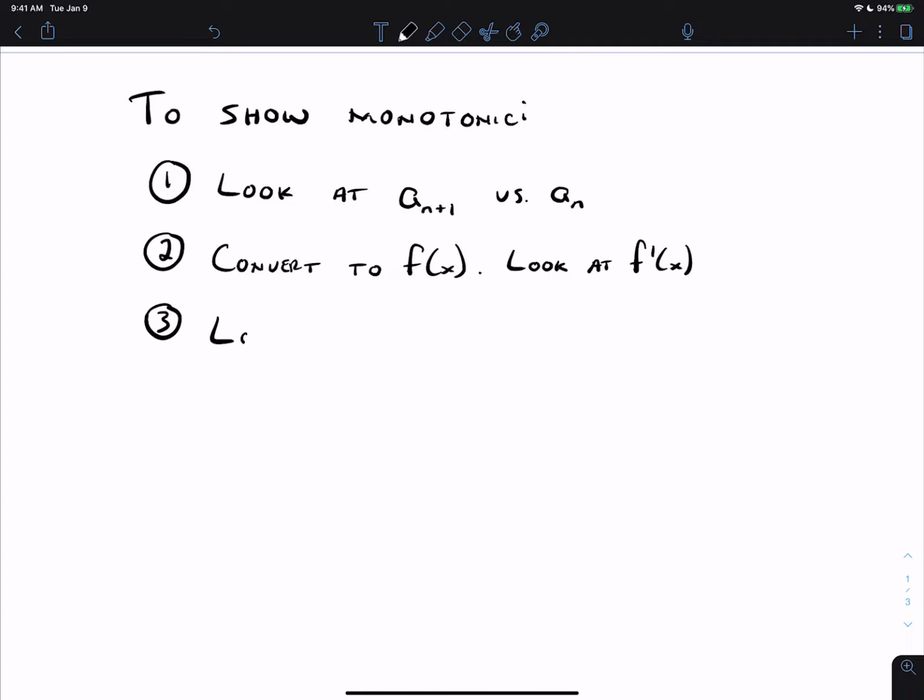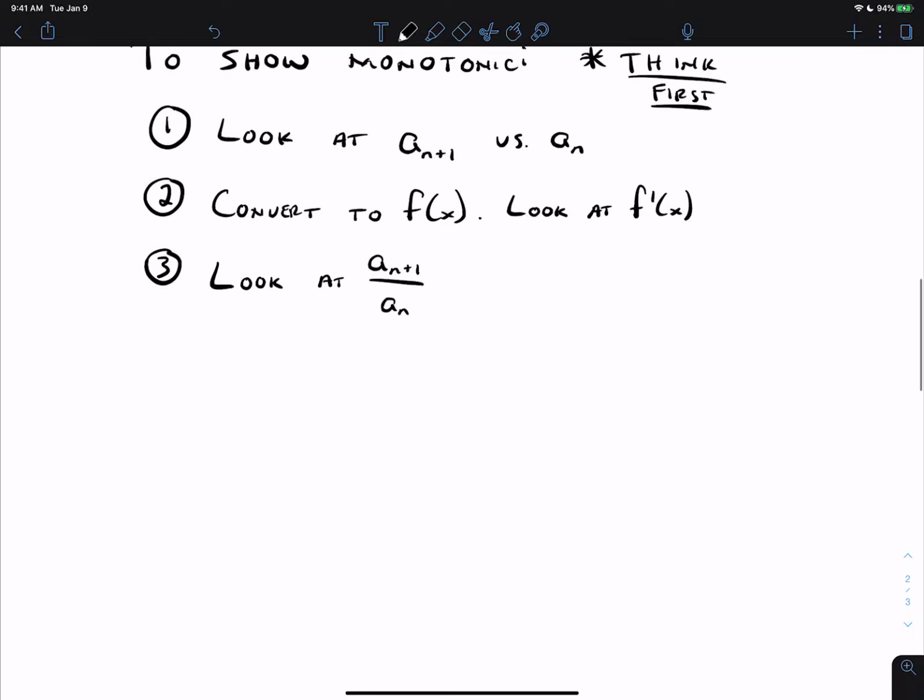And then the third option is to look at the ratio a_(n+1) divided by a_n. If we can prove whether that's larger or smaller than 1, and we know all the signs are the same, then that can indicate whether a sequence is increasing or decreasing. Before doing any of these things, we should think first. If you have a sequence that is alternating positive, negative forever, there's no way that's monotonic, because clearly it's bouncing up and down and it's not always going up or always going down.